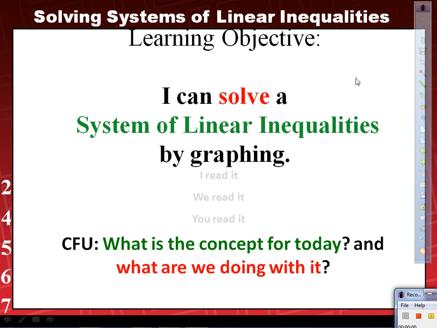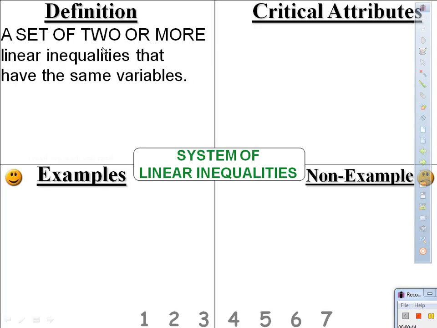All right, so what are systems of linear inequality? A set of two or more linear inequalities that have the same variable. Wait a minute. That sounds familiar. So if that's the case, I'm going to give you some time to come up with one example of what a system of linear inequality should look like. And give me a non-example, please.